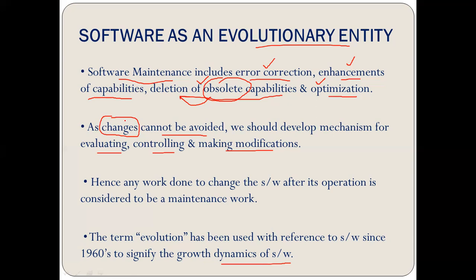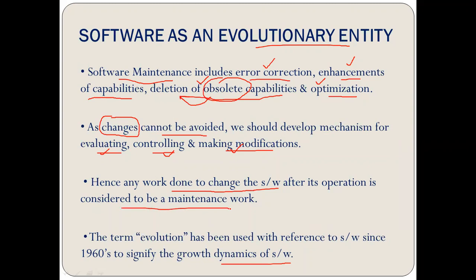These are to be taken place. You cannot avoid these. So what you have to do is make the software in such a way that it includes the mechanism for evaluation, for controlling, and for making modifications. That means your software has to be flexible and it should be able to adapt to new changes easily, right? Hence, any work done to change the software after its operation is considered to be maintenance work.